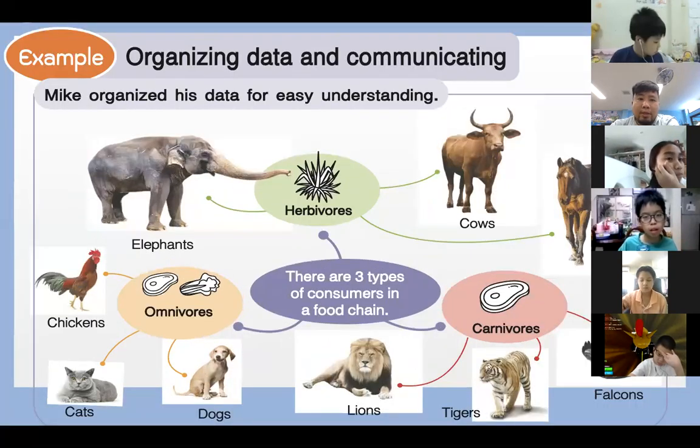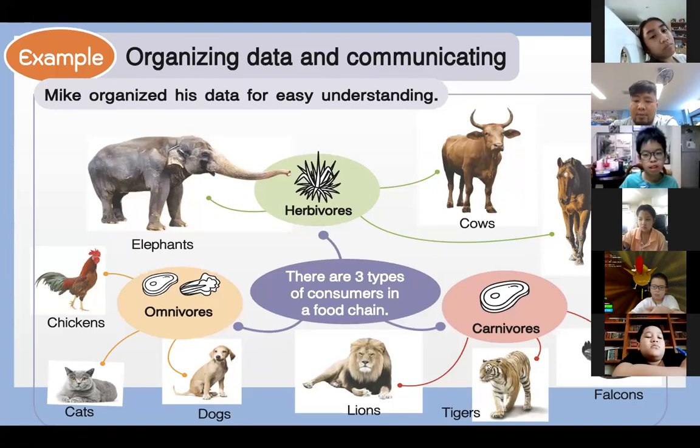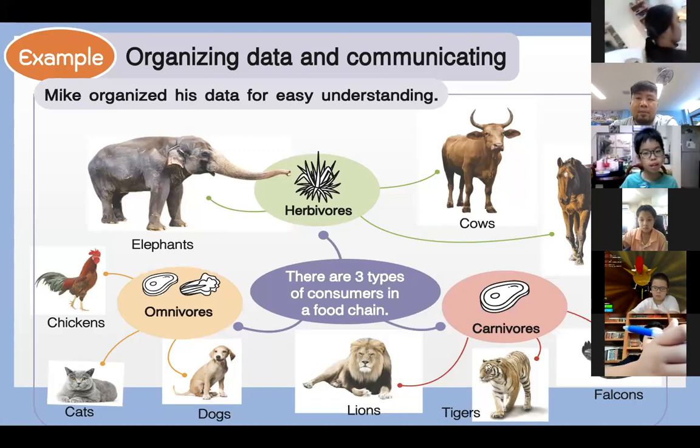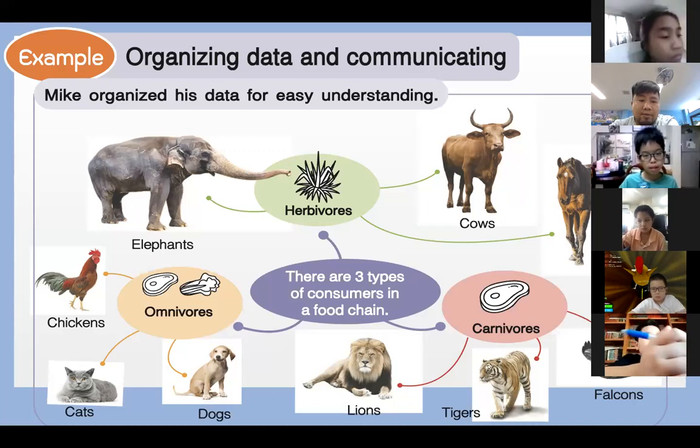So Mike organized this idea into 3 categories. The first one is the animals that eat plants. We have the elephants, cows, and horses. The next one is the carnivores, animals like lions, tigers, and falcons. But there are still a lot of animals eating only meat. Same with omnivores, like dogs, cats, and chickens.